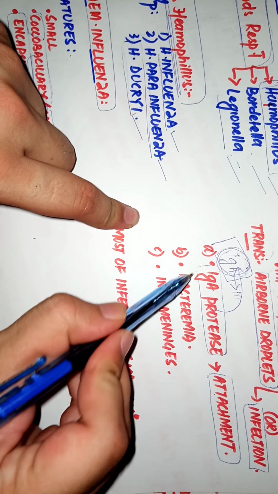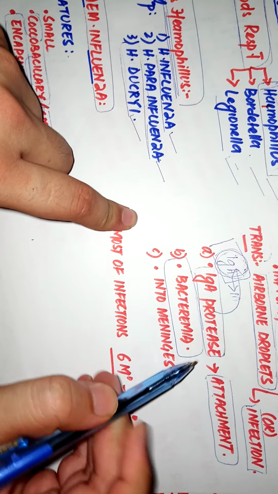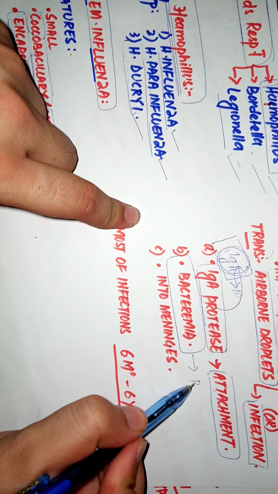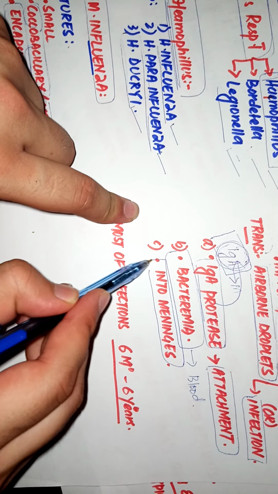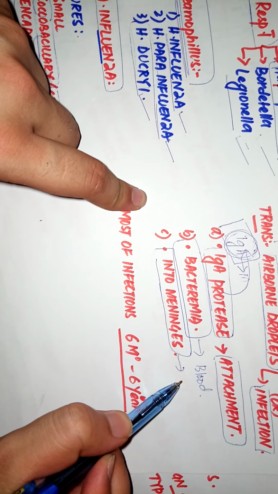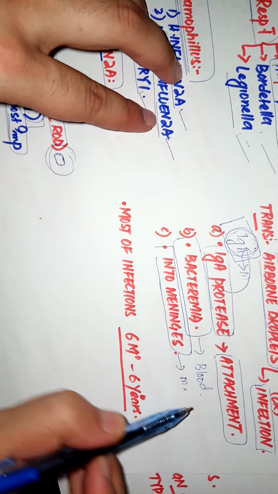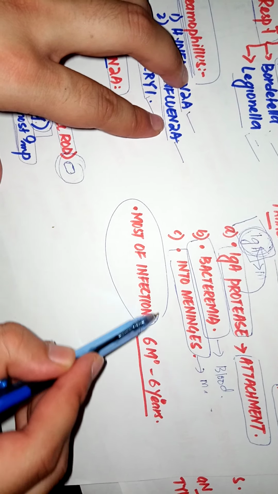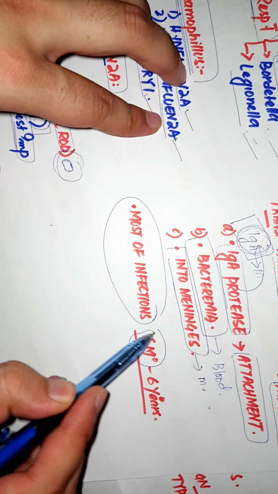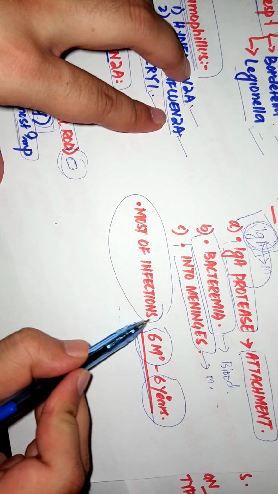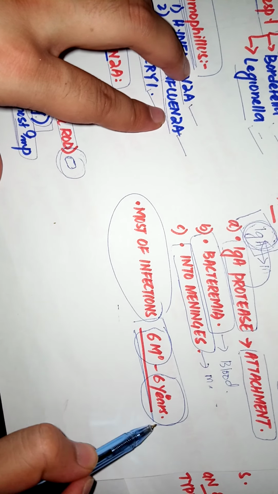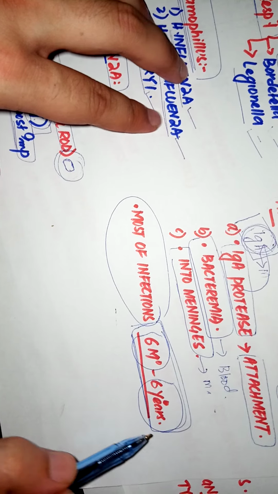The next step after attachment is bacteremia. Bacteremia means the organism will go to the blood, and through the blood it will reach the meninges and cause inflammation there, which is known as meningitis. Most of the infection occurs in the age between 6 months to 6 years, and note that in the scenario of Haemophilus influenzae, the age has very much importance.